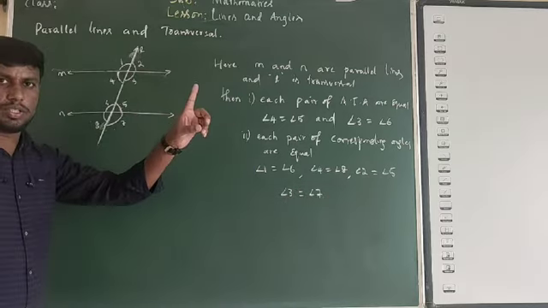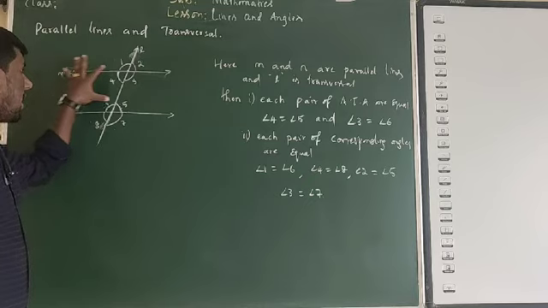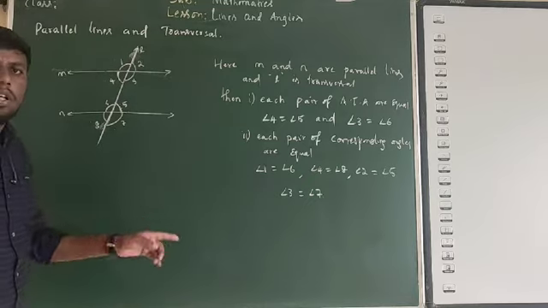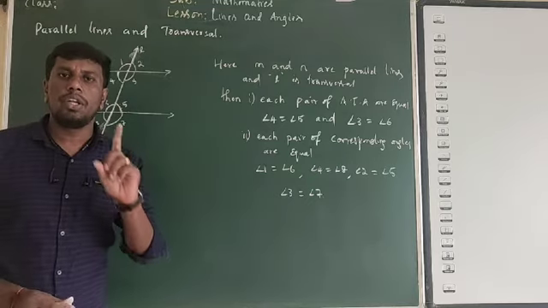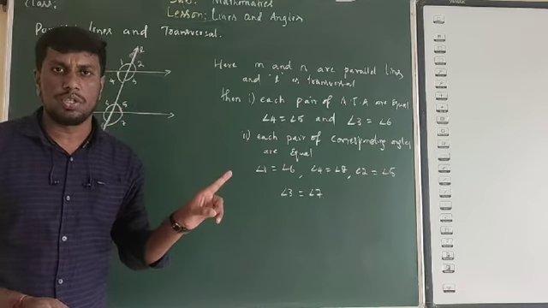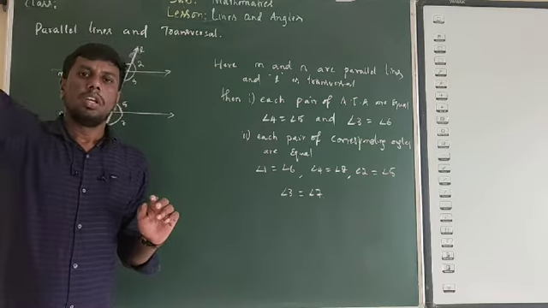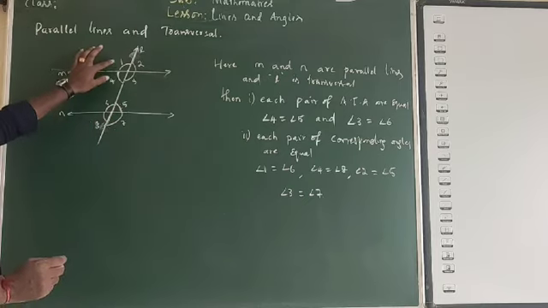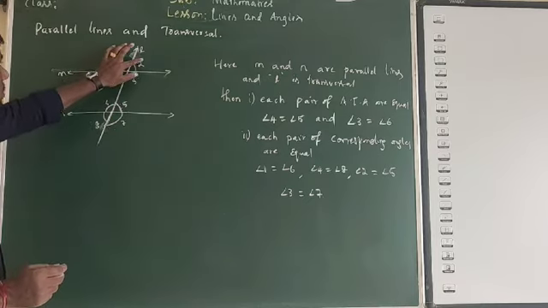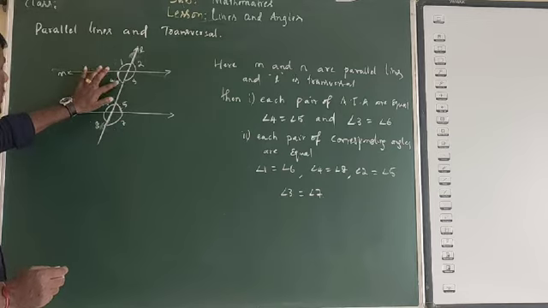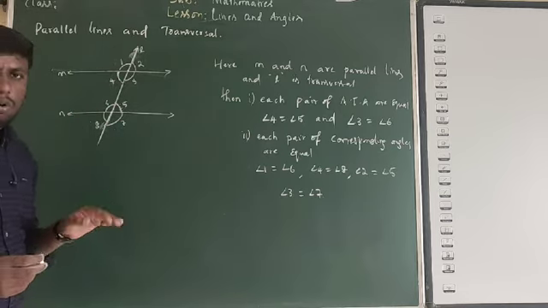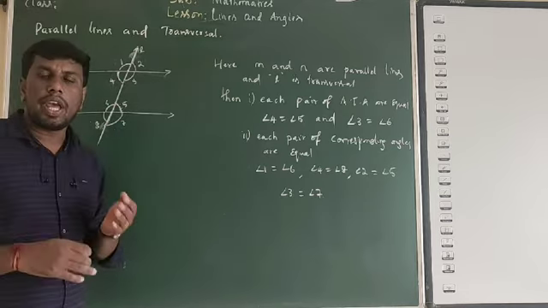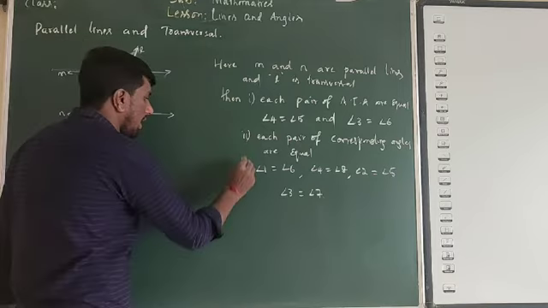So the first result is that if these two are parallel lines and we have a transversal, each pair of alternate interior angles is equal. That is the first condition. Second condition, each pair of corresponding angles is equal. If this is 40 degrees, this is also 40 degrees. If this is 30 degrees, this is also 30 degrees. If this is 80 degrees, then this is also 80 degrees. That is the second result.